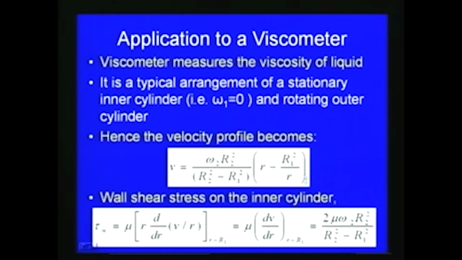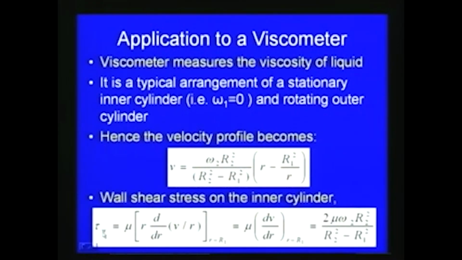Then the wall shear stress on the inner cylinder can be derived by using Newton's law of viscosity. Here we have got V, so we can use Newton's law of viscosity to get the wall shear stress on the inner cylinder. So tau W is equal to mu into r d by dr of V by r.